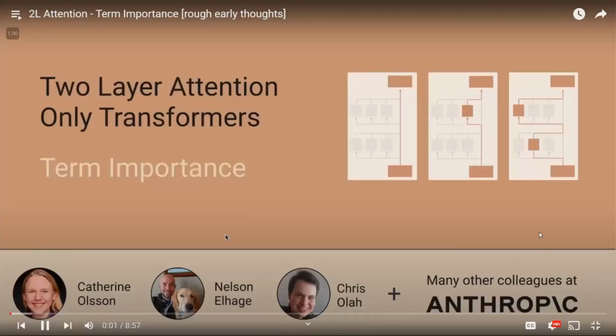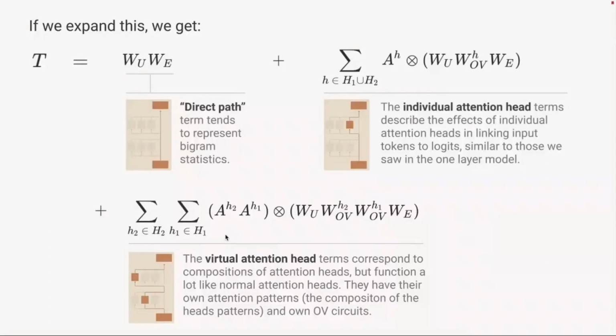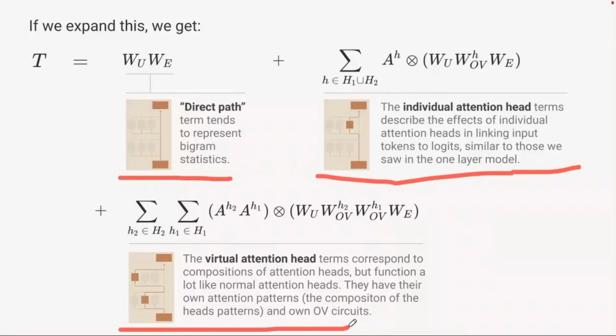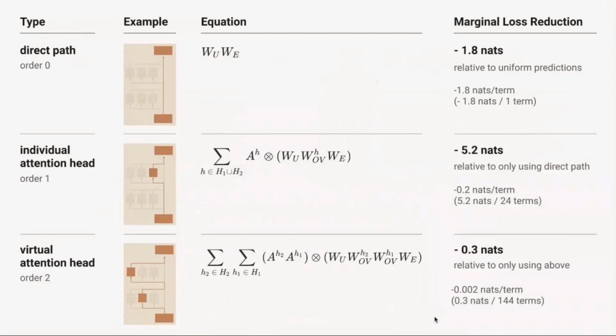In our last video, we found that we could describe two-layer attention-only transformers with a handy equation. The equation has three kinds of terms: the direct path terms, the individual attention head terms, and the virtual attention head terms. Something useful to know before we spend a lot of time trying to understand the behavior of the model is how important those different terms are. And it turns out we can just explicitly measure that. So that's what we'll do.